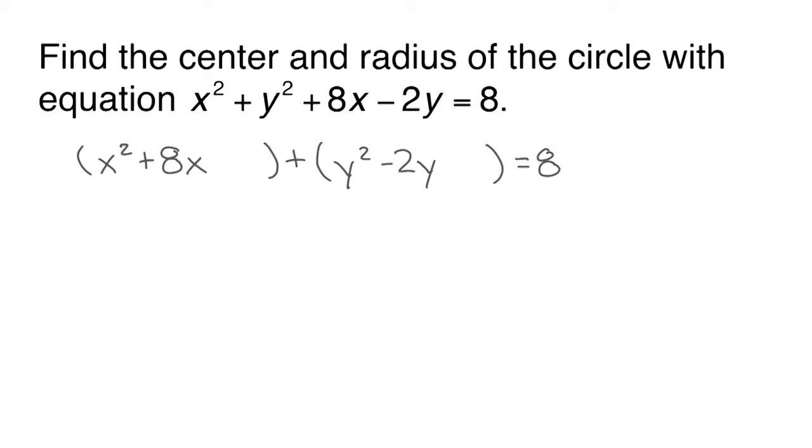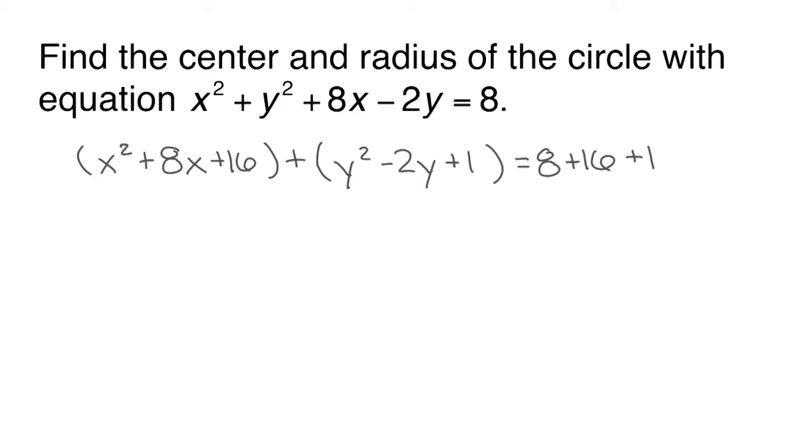4 squared is 16, and so we'll add 16 to both sides of the equation. Similarly, with y, we take half of negative 2, which is negative 1, and we square it, adding 1 to both sides of the equation.